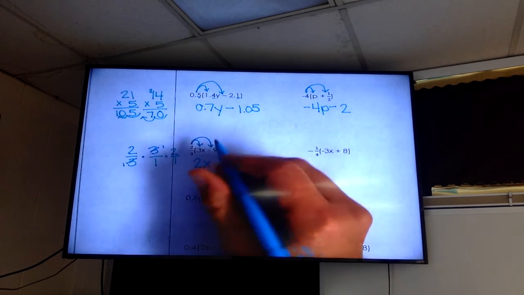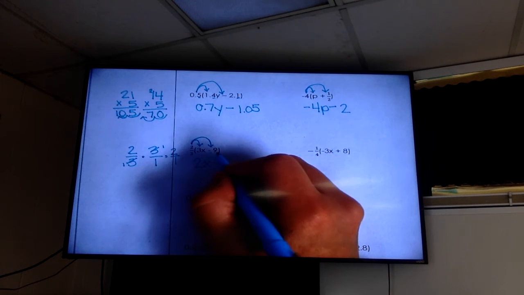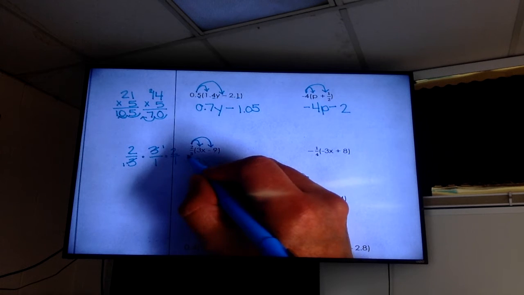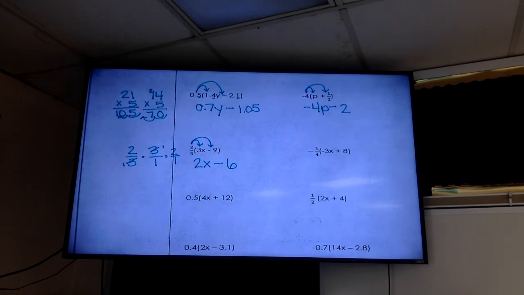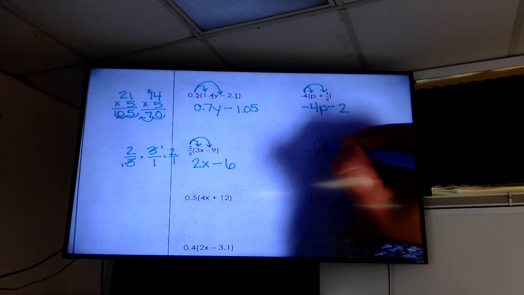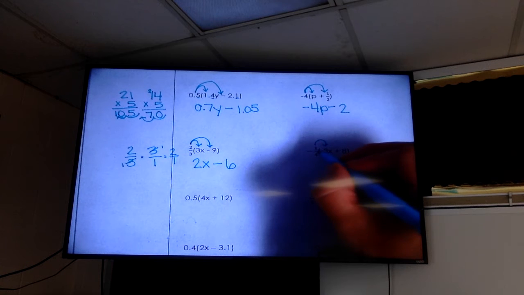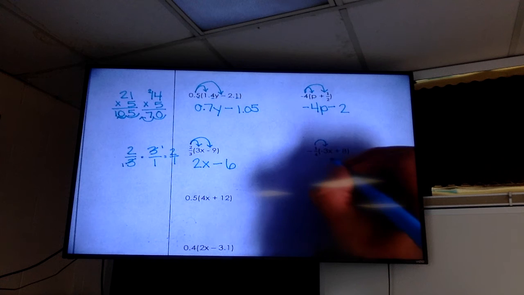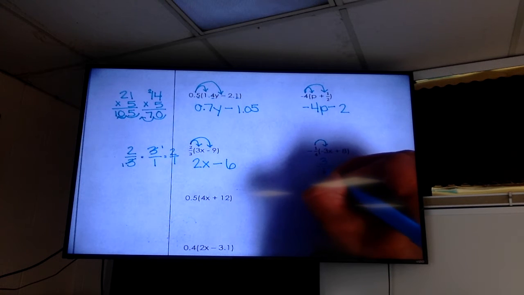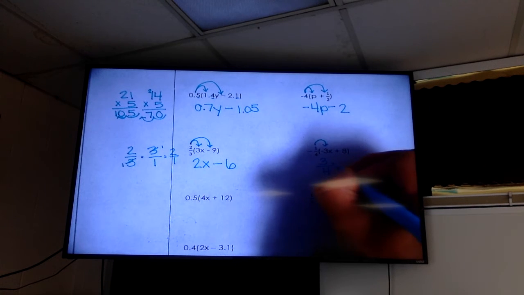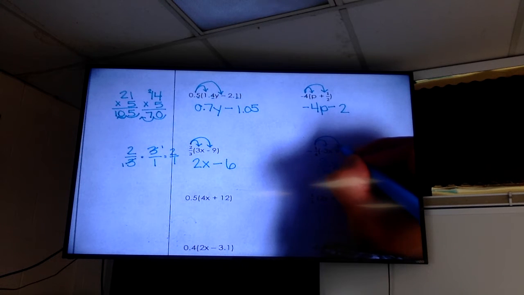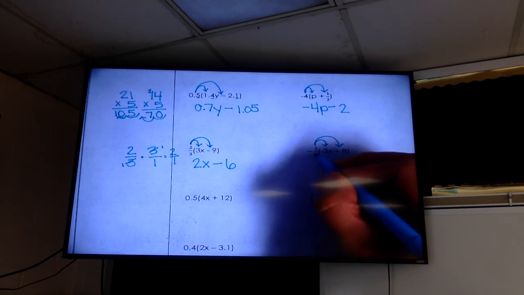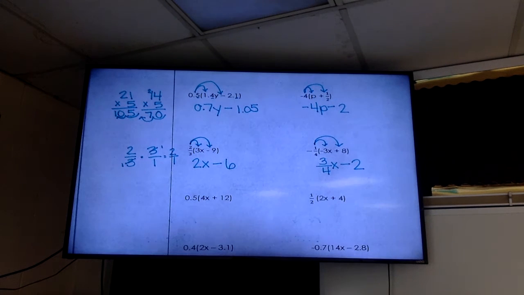So a positive times a negative is a negative. 2 times 9 is 18, and 18 divided by 3 is 6. So this becomes 2x minus 6. All right, let's try it again. A negative times a negative is a positive. Okay, 1/4 times 3. So 1 times 3 is 3. 3 is not divisible by 4, so I'm just going to leave it as a fraction, 3/4. And then x. A negative times a positive is a negative. 1 times 8 is 8, divided by 4 is 2.